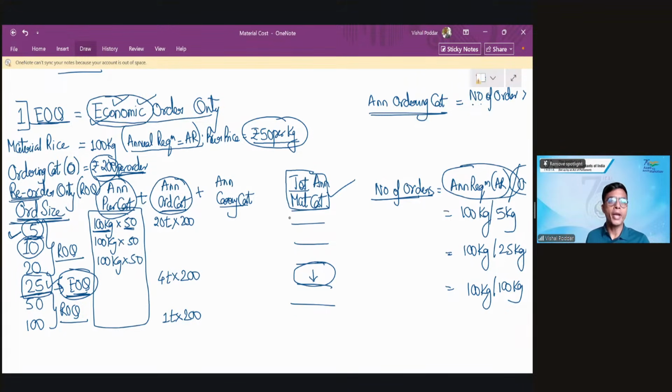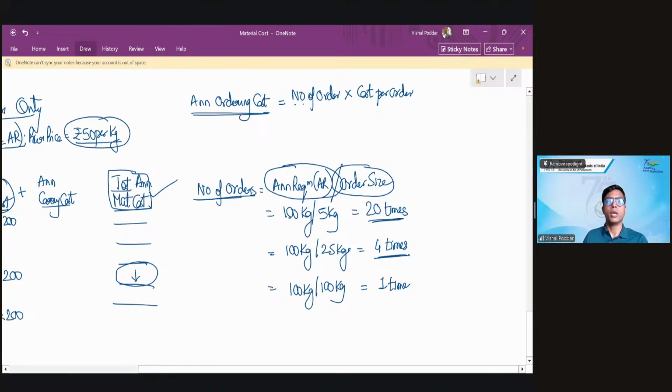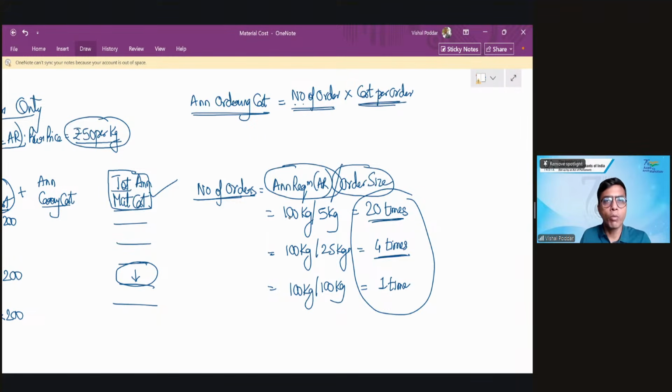So how do I get my annual ordering cost? It is number of orders, that is number of times you have to go to the market, multiplied by every time how much is your cost. So finally, what is the formula of annual ordering cost? It is AR upon order size, because this is what gives you your number of orders I just explained, multiplied by what is the cost per order? We have called it O.